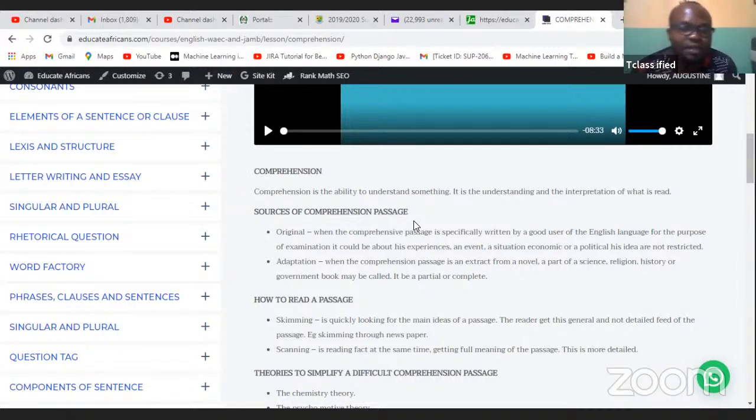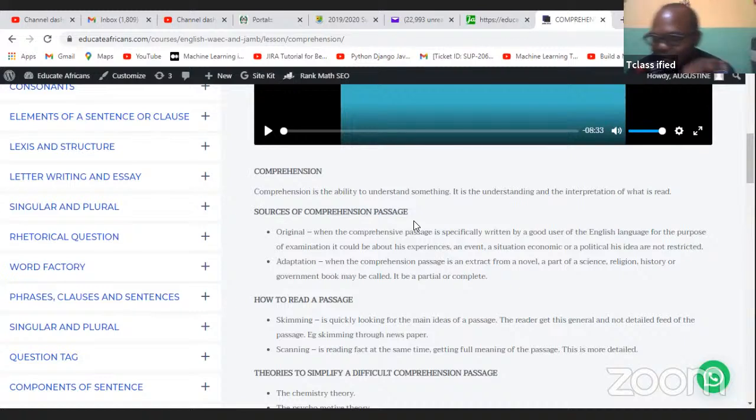So there are two types of comprehension. Original, the examiner is writing from his head based on what is happening. Adapted, when you're copying from a passage that has been written by somebody. So those are the two ways that all the comprehension passages that you know, they are written from, okay?